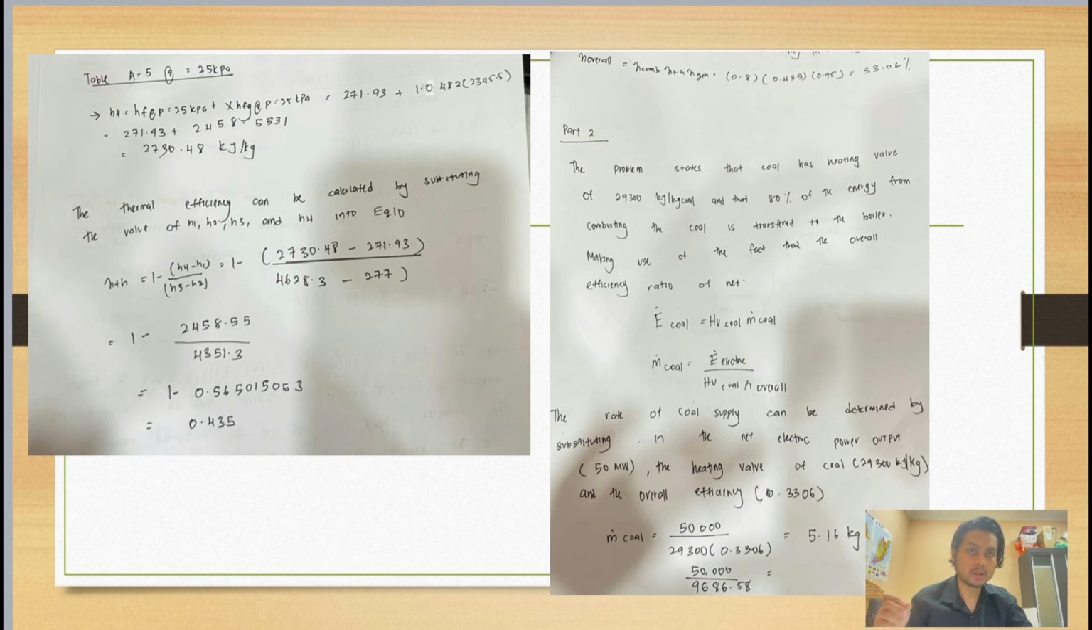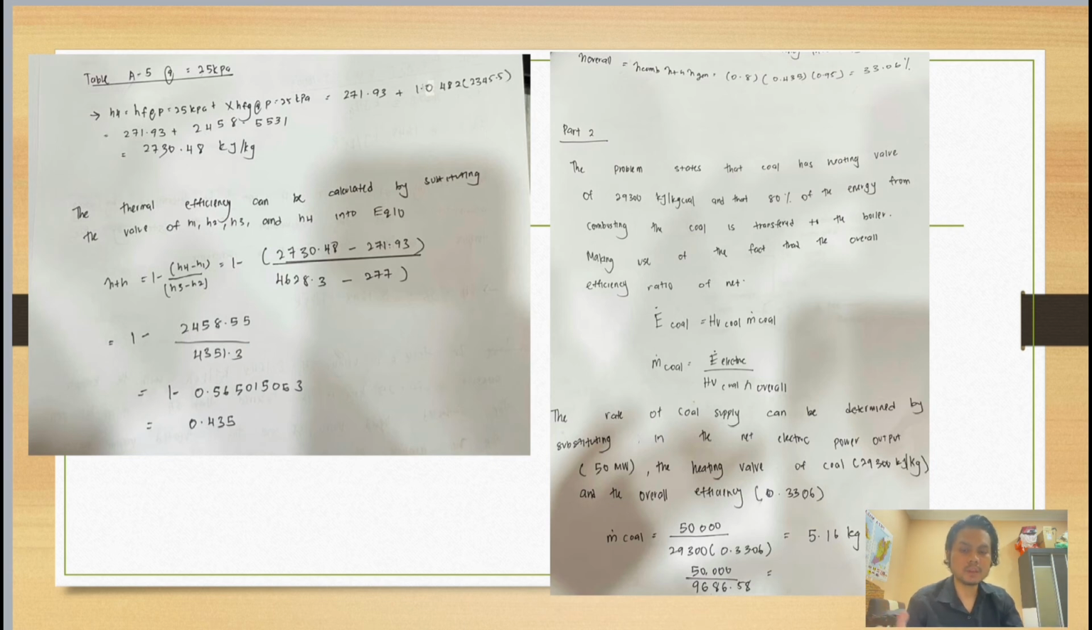So we easily get the information that we need. H4 is 2730.48 kilojoule per kilogram. So we got all the information to find the thermal efficiency. We got H4, we got H2, H1 has been stated and H3 also has been stated.